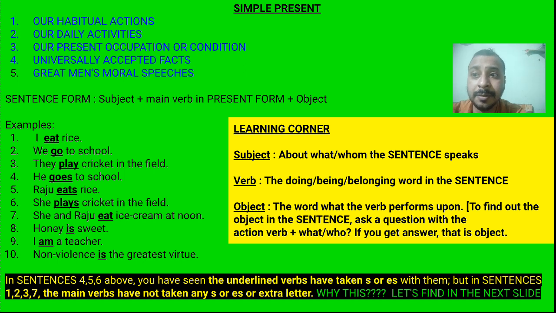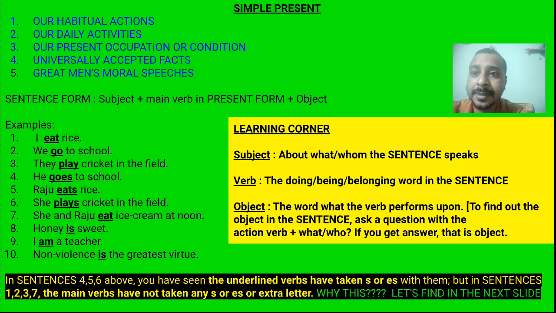The sentence is not telling about rice, because if it told about rice, then the sentence would be like this: rice is a healthy food. But nothing about rice is mentioned here. So I eat rice, that is my habit, my habitual action. So the sentence is telling about I, meaning me. So I is the subject.